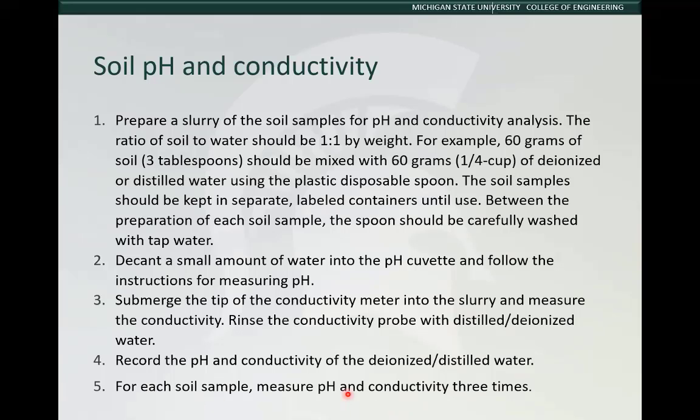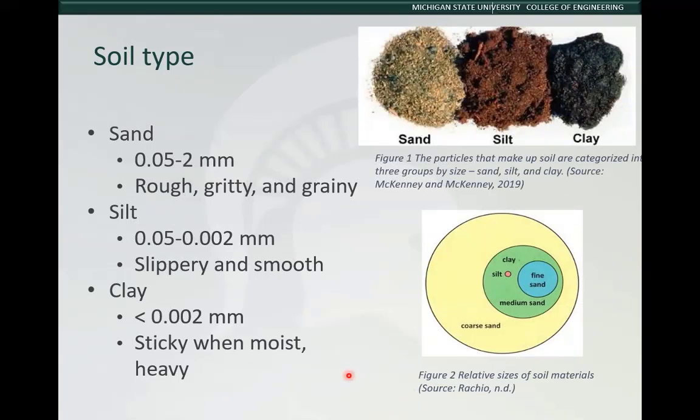and confidence intervals. Now for soil type, soils are classified as either sand, silt, or clay, and this gives you an idea of the relative sizes of the material and colors. So coarse sand is the largest, followed by medium sand, fine sand, silt, and clay are the smallest of the particles. Sand is rough, gritty, grainy. Silt tends to be slippery and smooth, and clay tends to be sticky and moist. It's the clay that you played with as a kid and could make mud balls out of.